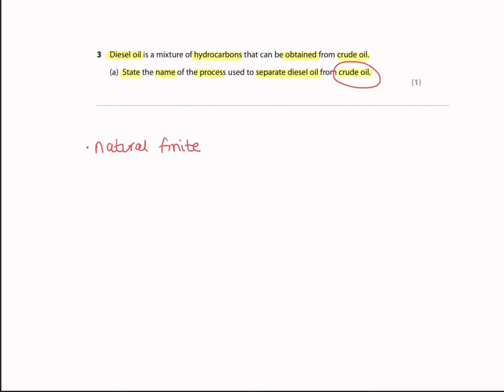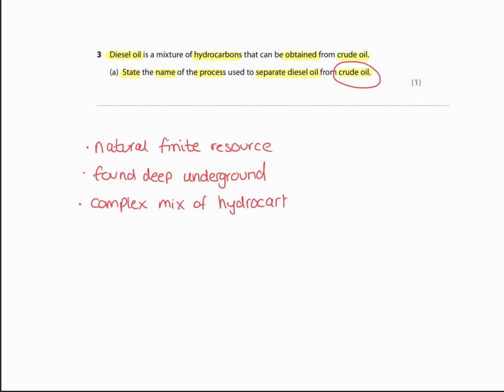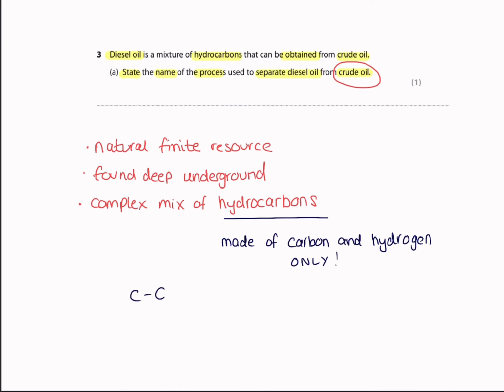So crude oil is a natural finite resource, which means it will eventually run out. It's found deep underground, and we tend to get it in things like oil rigs. It's a complex mix of hydrocarbons with loads of different chain lengths. Remember that hydrocarbons, which we've already come across in this paper, are made of carbon and hydrogen only. Always write only, it's sometimes worth an extra mark.